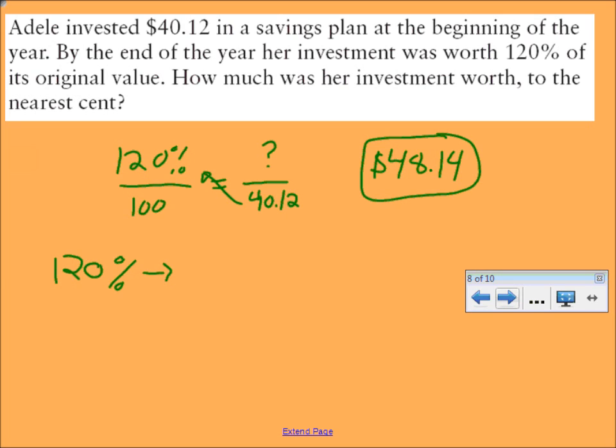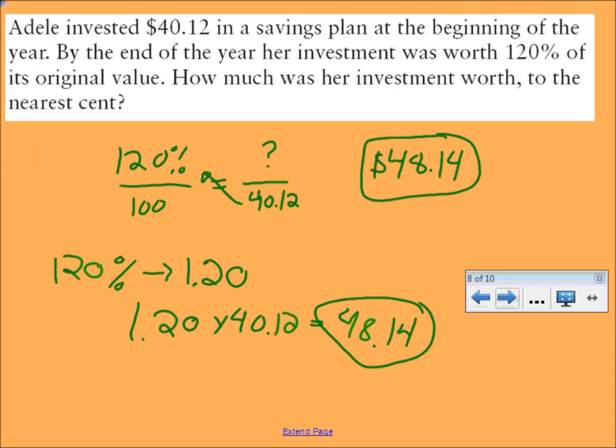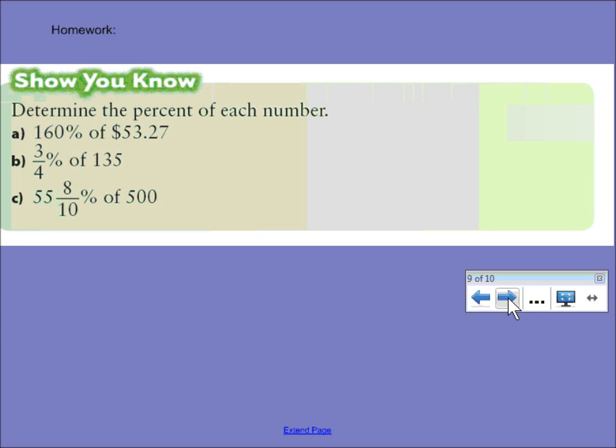We could also do this as moving 120% to a decimal, which is 1.2. Then take that 1.2 times 40.12, and that equals 48.14. Again, whichever way works for you makes sense to you. Okay, here's the final show you know. Please do this in class and then show me, and then I will show you the homework.